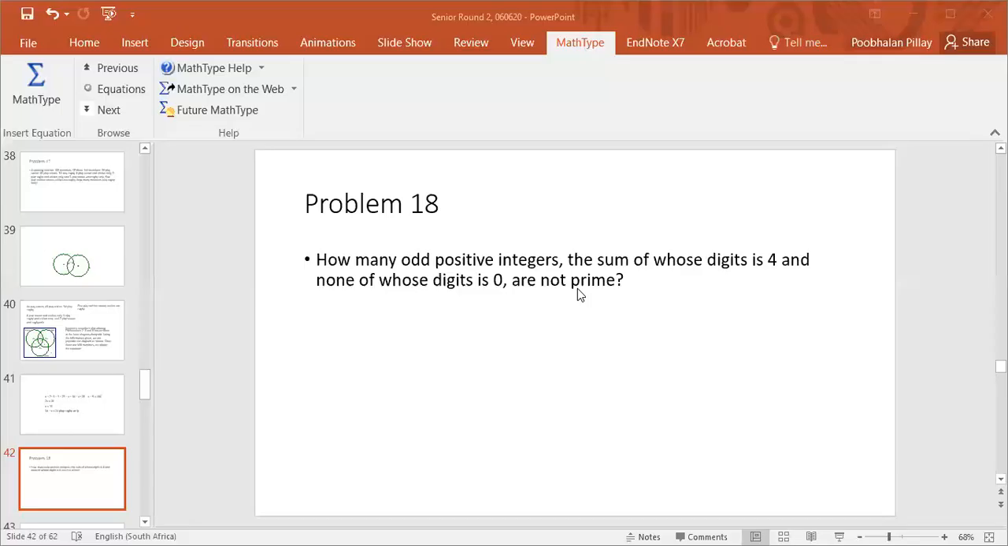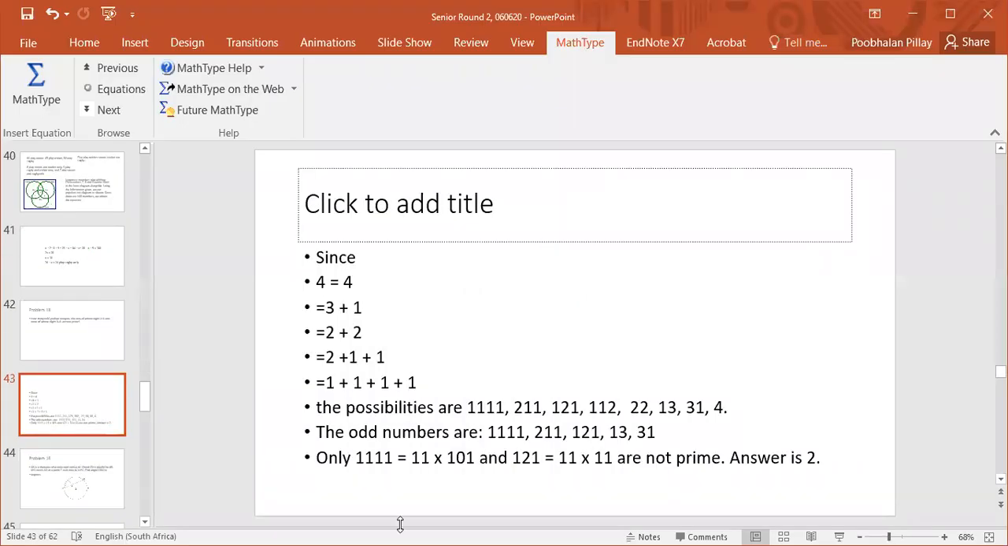They must be composite numbers. You must have factors for them. And the question is, how many such numbers are there? So this is a counting problem again. But we don't have to count them. We can just list them like this now.